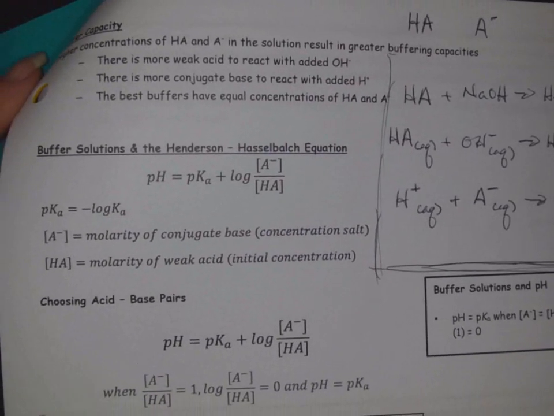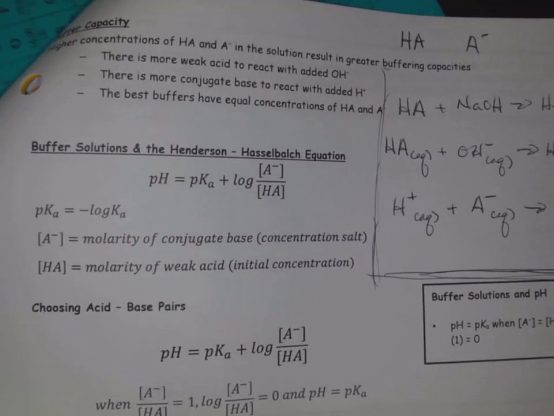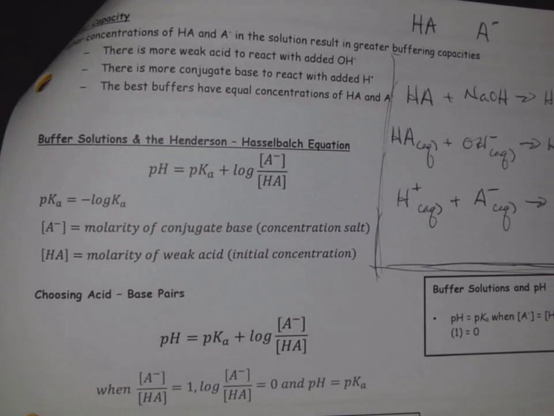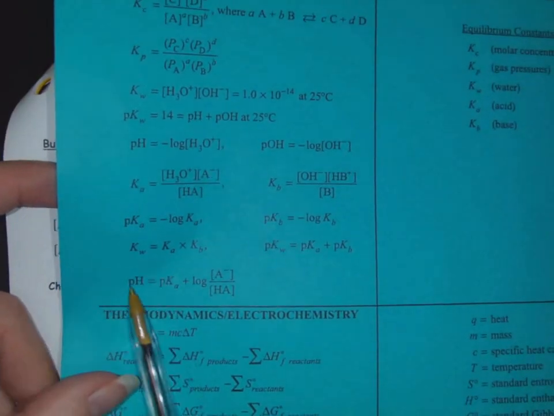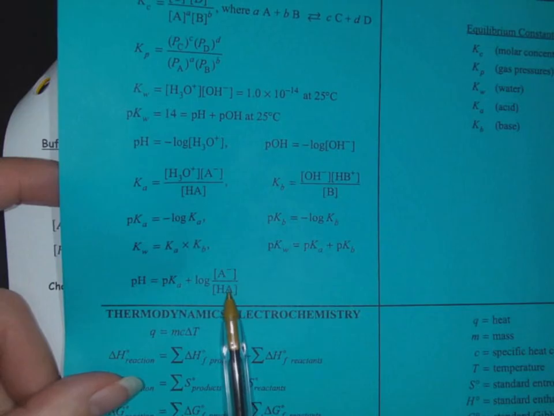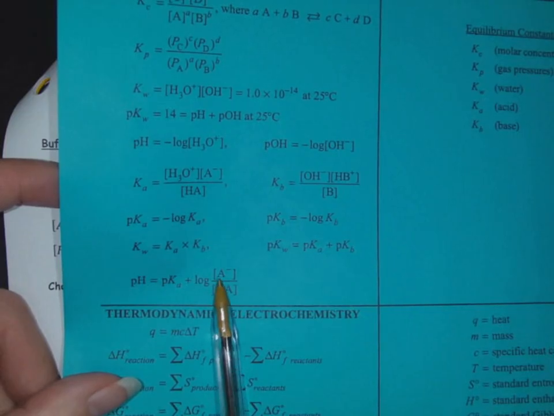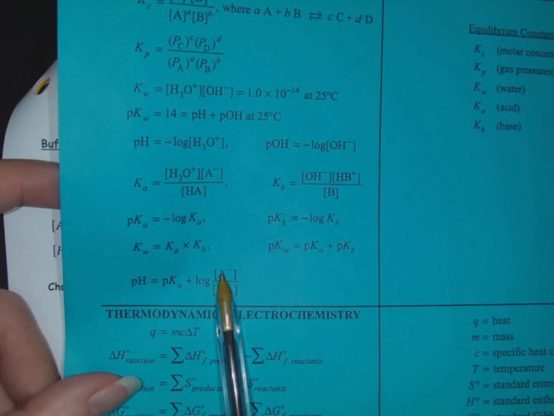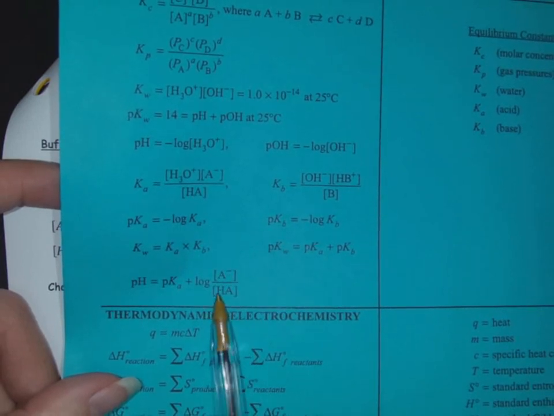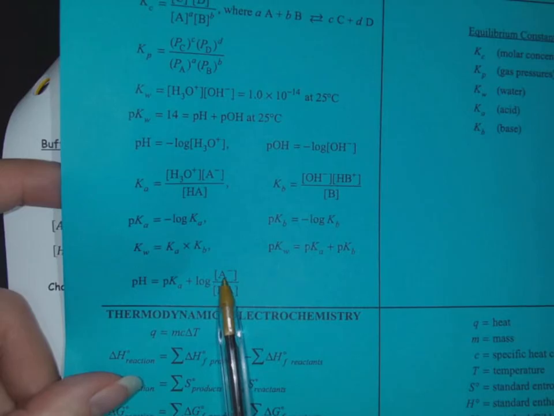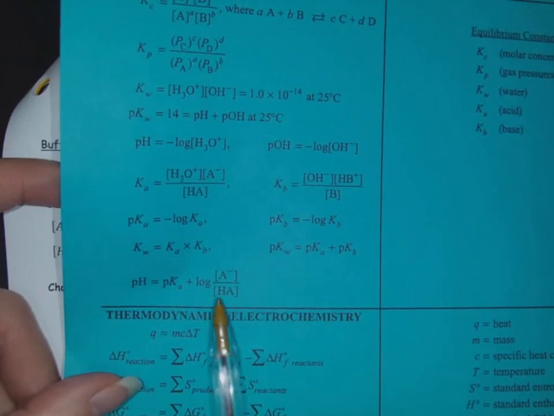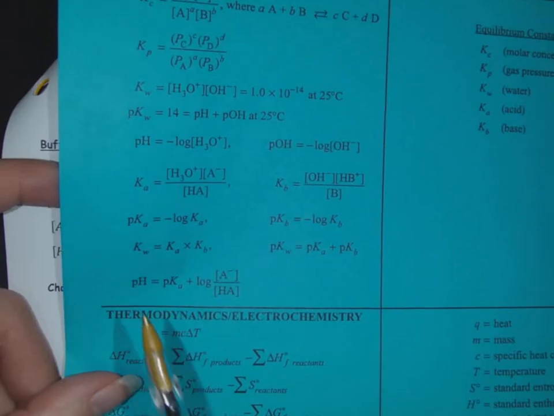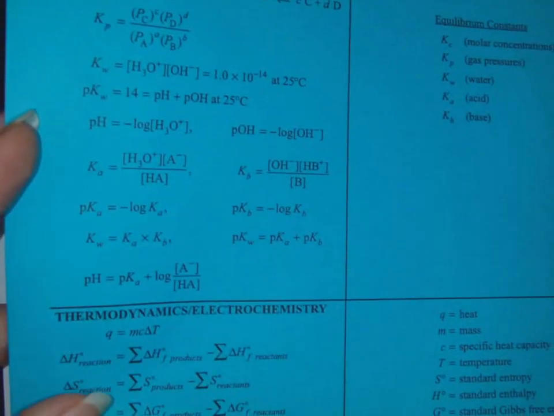This is called the Henderson-Hasselbalch equation, and it's provided for you on your blue reference sheet. It's right down here. So HA is the concentration of the acid, and A minus is the concentration of the conjugate base. Be mindful that often they give you the concentration of the salt that has the conjugate base, and it's exactly the same as that. We take the log of that fraction, and if you add that to the pKa, then you can solve for the pH of these buffer solutions.